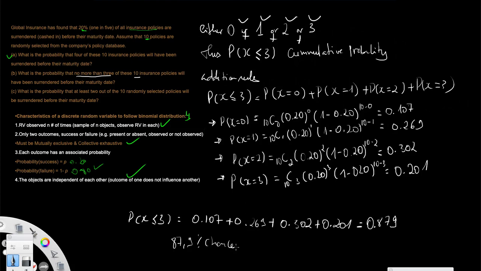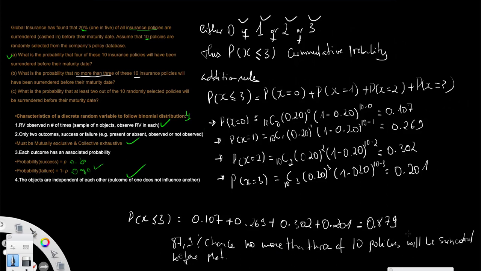that we have an 87.9% chance that no more than 3 out of 10 policies randomly selected will be surrendered before maturity. So that is what it means now: there is an 87.9% chance that no more than 3 out of these 10 randomly selected policies will be surrendered before maturity. Okay.